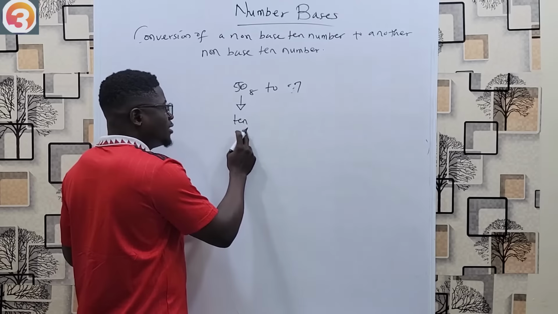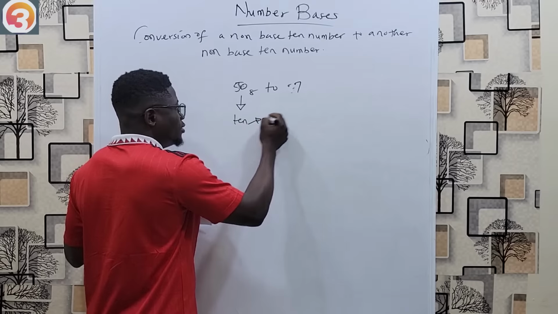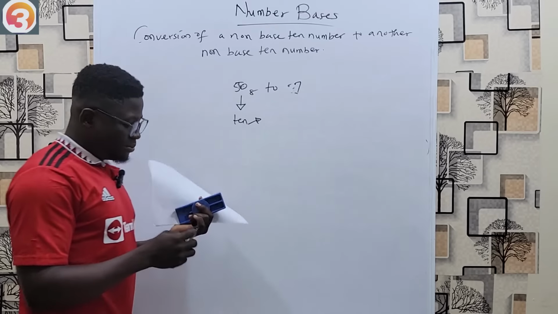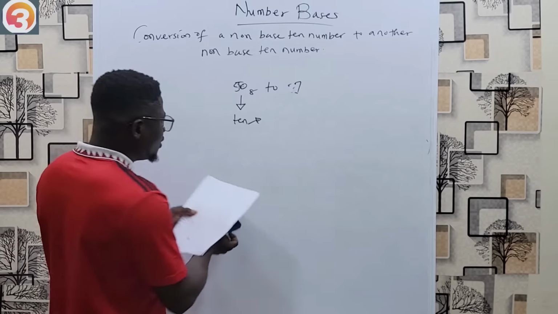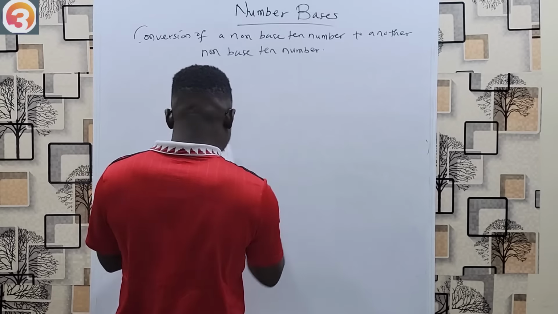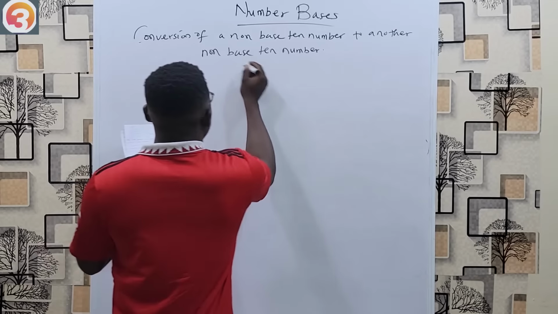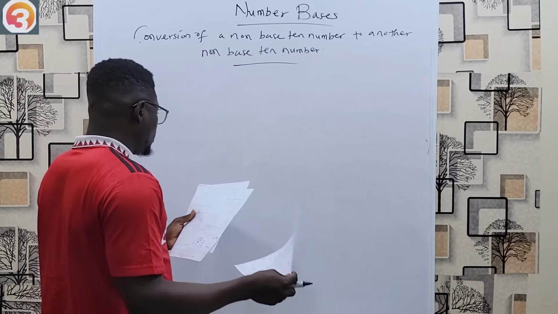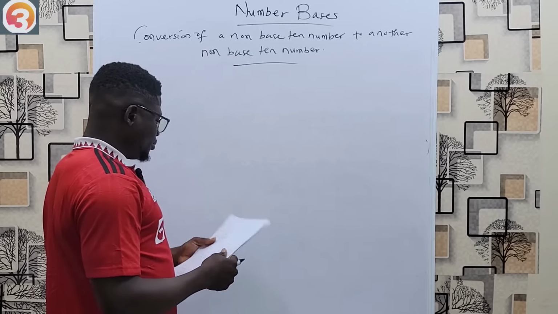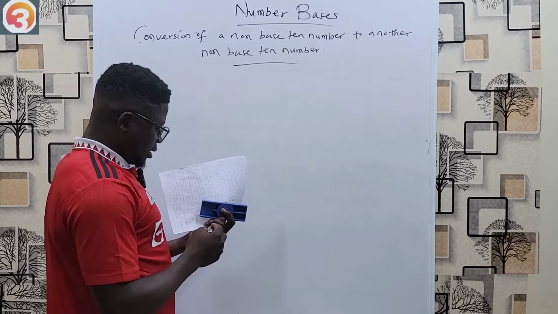We now have a result, right? We will now convert that base 10 to what? To base 7 to have our final result. So that's what we do. Very easy. Let's take an example.